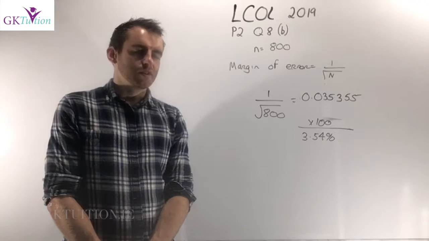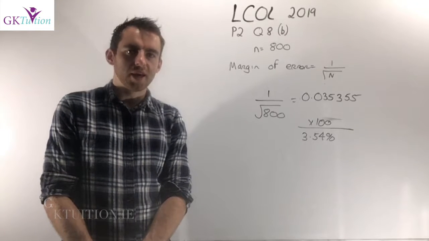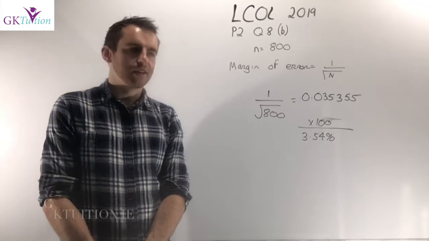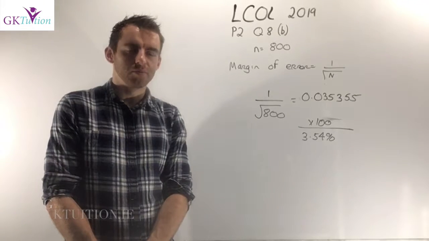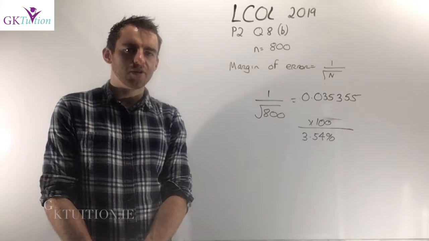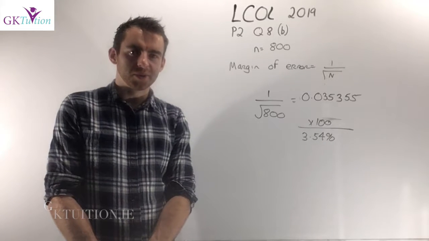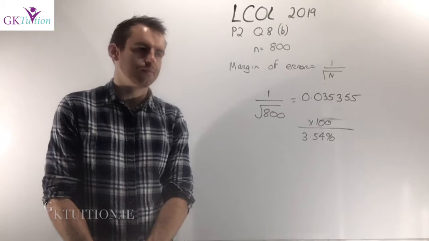In this question we're told that a group of transition year students are doing a survey about daylight savings time. They take a random sample of 800 people and they conduct their survey. Based on the fact that they've surveyed 800 people, we're asked to find the margin of error and give our answer as a percentage to 2 decimal places.